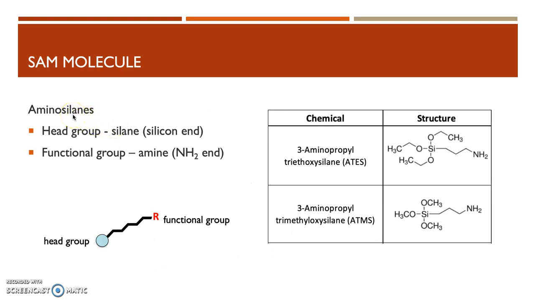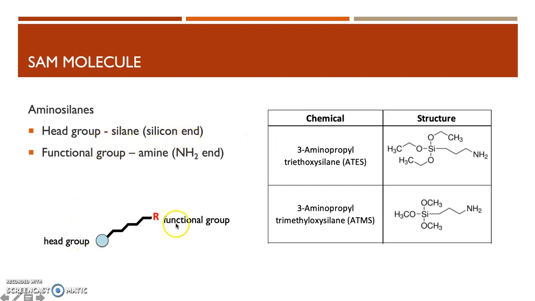Now the molecules we'll be using as our model molecules for these molecular thin films are aminosilanes. So to break this word up, aminosilanes, we have amino groups, which are nitrogen, NH2 groups, and we have silanes, so that's the silicon part.